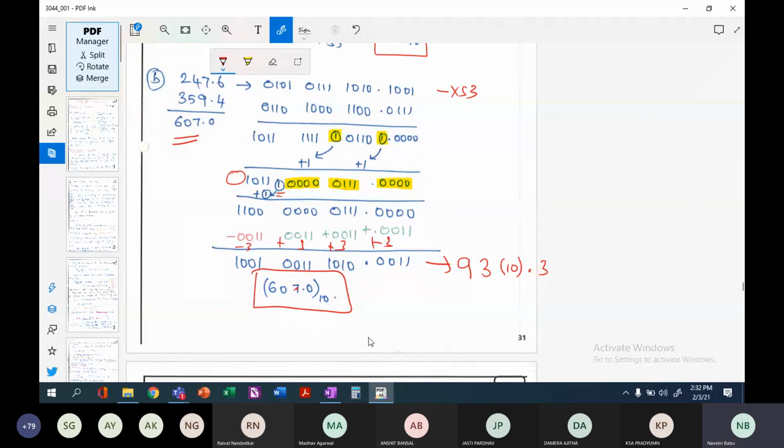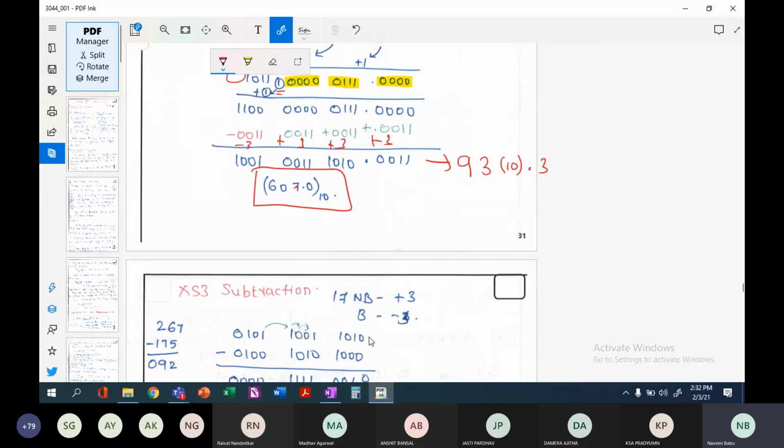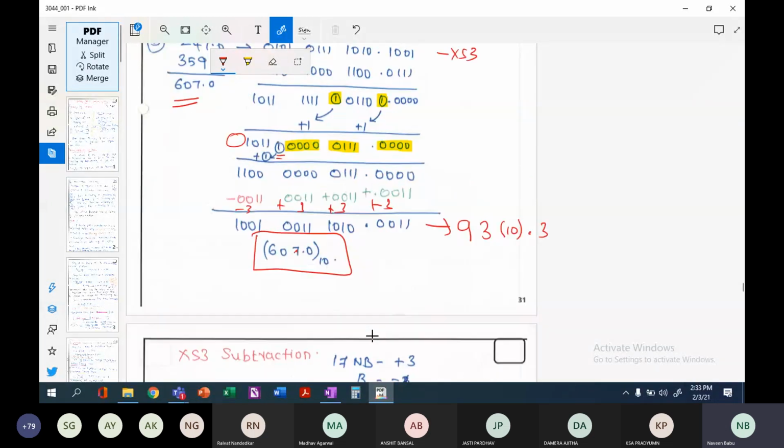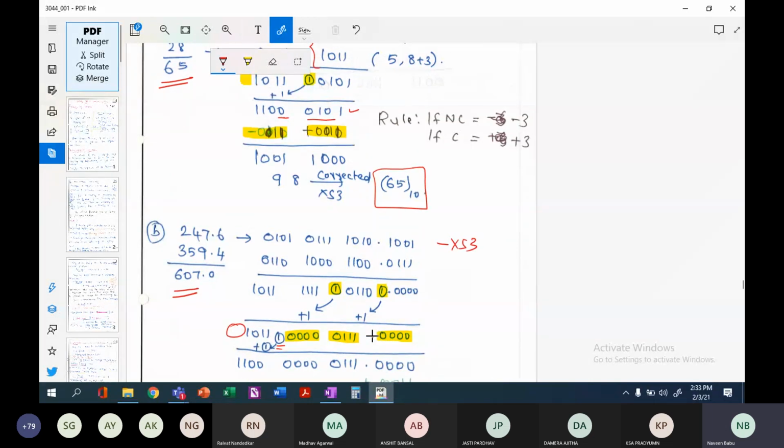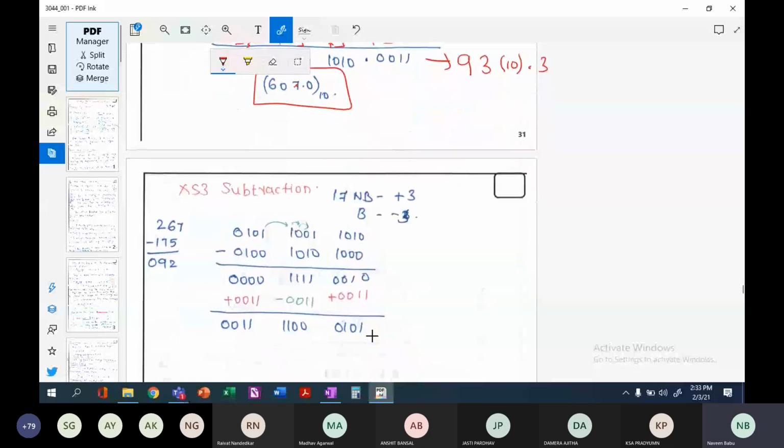Okay. Now let us perform subtraction. Please note here, similar to this, if you had a carry, you added. If you didn't have a carry, you subtracted. Here, if there is no borrow, then you will add 3. If you have a borrow, then you will subtract 3. Right? So that is the rule.